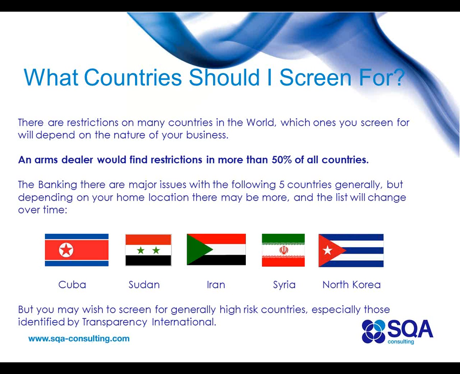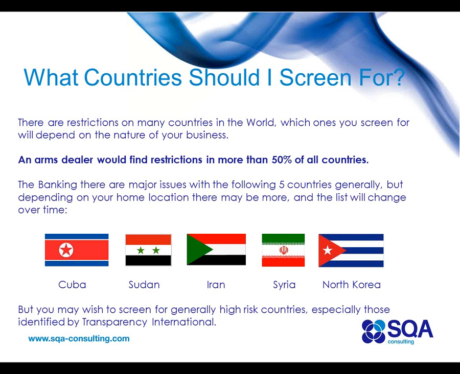And you notice the flags there do not align with the country names, and this is quite deliberate. This is a little game for you to play afterwards, where you can join the flag to the country name with a biro. I'll leave that as a little exercise for you for fun. But certainly, depending on the nature of the business you're in and the jurisdiction you're in, there may be a lot more countries you might want to identify.